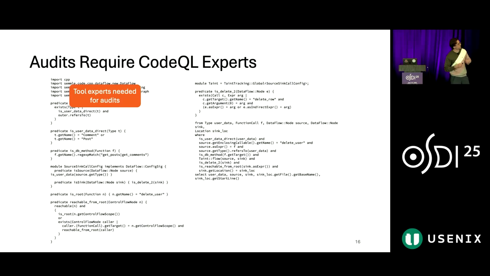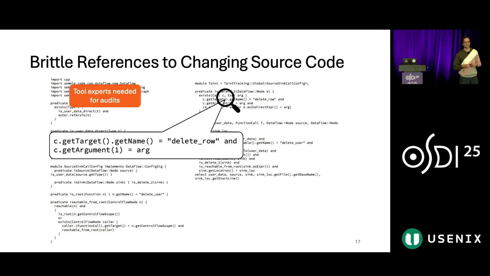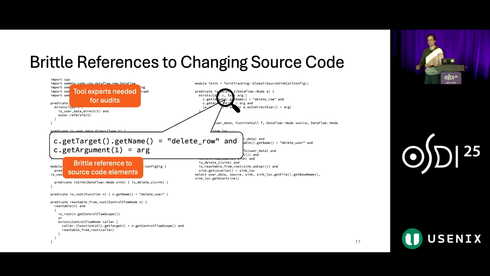And zooming in a little bit over here, we can see that it actually mentions names of functions and argument positions and all this small fry minutia of the application code directly. That means when the developer changes the name of the function or the position of the argument, the policy expert will have to come in and actually update the policy to fix this.